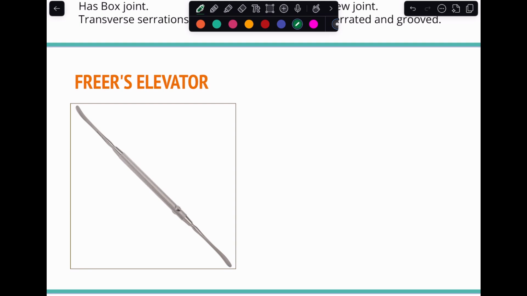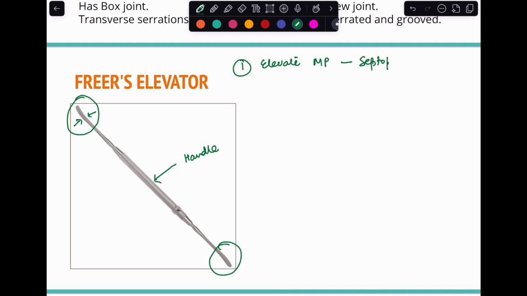So now Freer's elevator, let's look at the parts of this instrument first. First of all, we have a long central handle or a shaft. And we have two ends. One of the ends is sharp and one of the ends is blunt. And we can see this concave bend to the end as well. So these are the parts of Freer's elevator. Now let's talk about what are the uses of this instrument. First of all, our very important use, especially in case of septoplasty, is we use this to elevate the mucoperichondrial or the mucoperiosteal flap in both septoplasty as well as SMR.